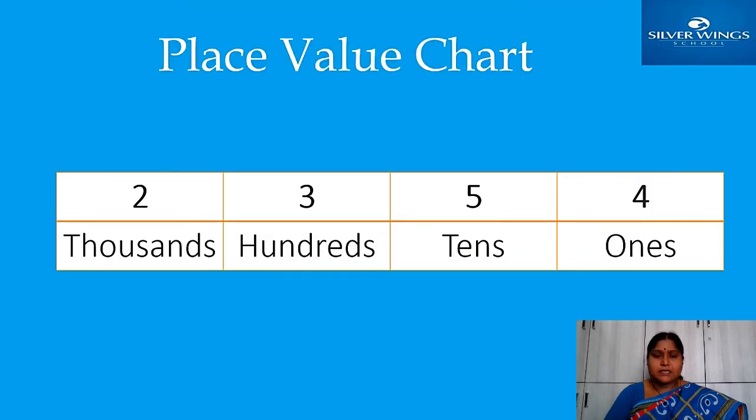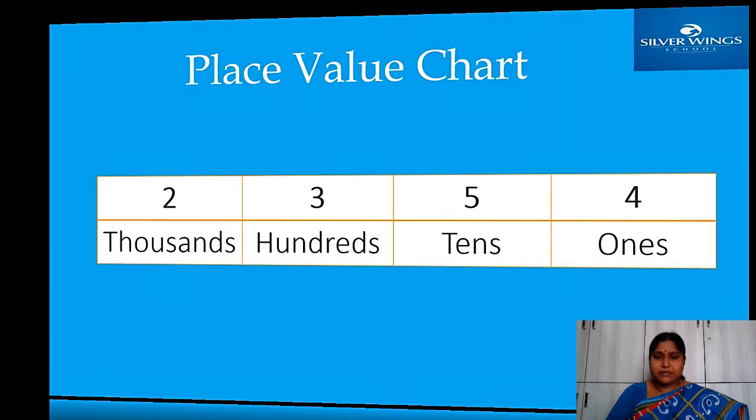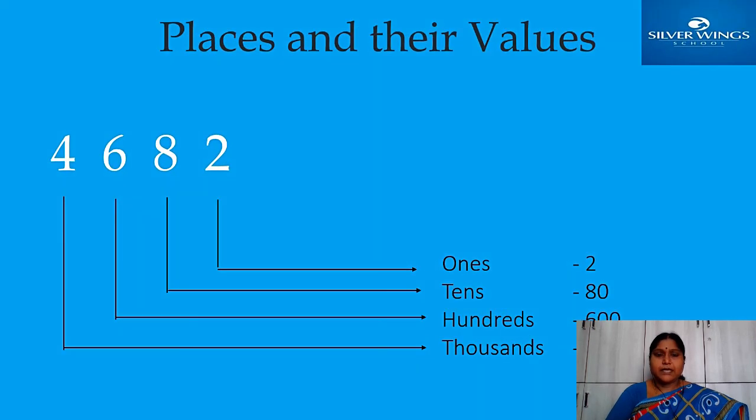Next, see here, this is the place value chart. I gave you the number 2354 now. You should count from extreme right. The last digit is 4. That 4 is in ones place. Before that 5 is in tens place. Before that 3 is in hundreds place. Before that 2 is in thousands place. Next, here see places and their values.